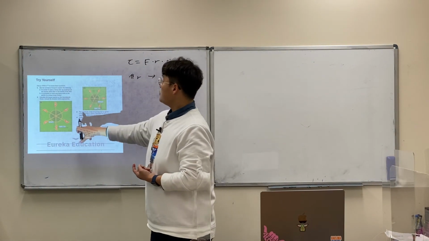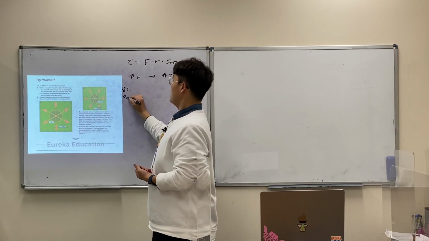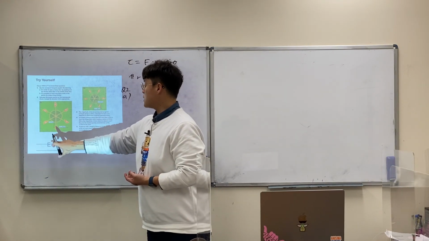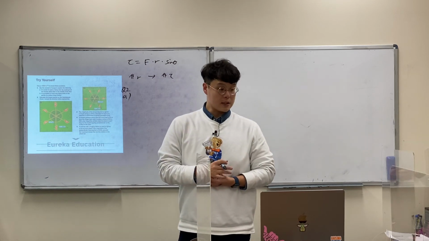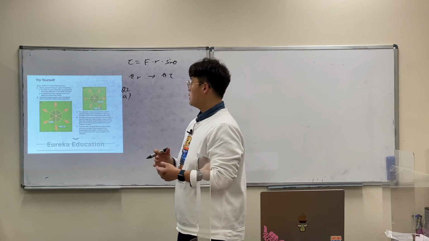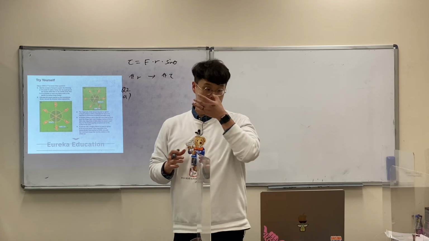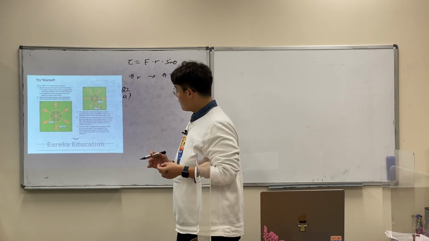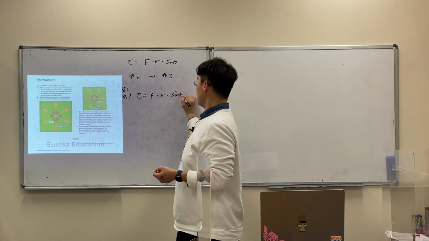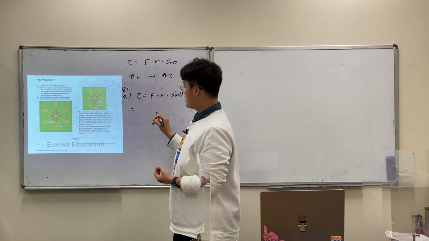Question 2. Calculate the torque exerted on the roundabout. Question 2A, simply calculate that. We're given 2 meters, we apply that, and F is going in this direction. So what we have to consider is the force applied in this direction. Torque is equal to F times R times sine theta.